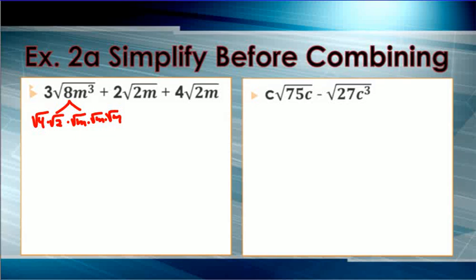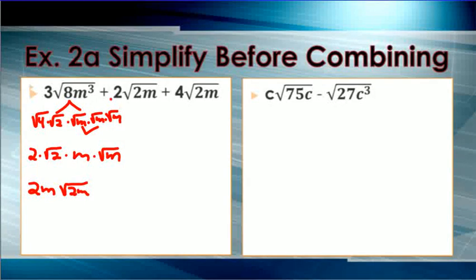And I can simplify that here. The square root of 4 is 2. Then I have the square root of 2. The square root of m times the square root of m is m. And then I have the square root of m left over. So when I simplify that answer, I get 2m times the square root of 2m.